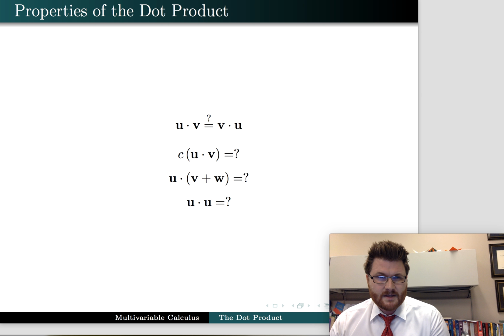What kind of properties could we expect out of the dot product? Is it going to be commutative? How does it handle scalar multiplication? How does it interface with vector addition? What happens if you take a vector and take the dot product with itself? So think about some of these things.